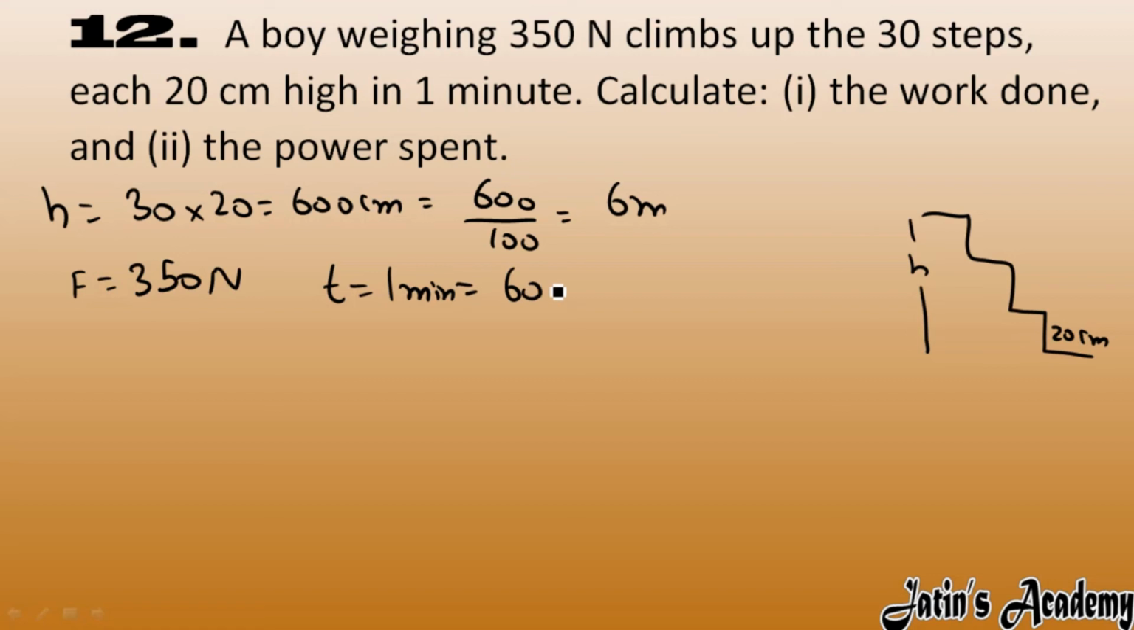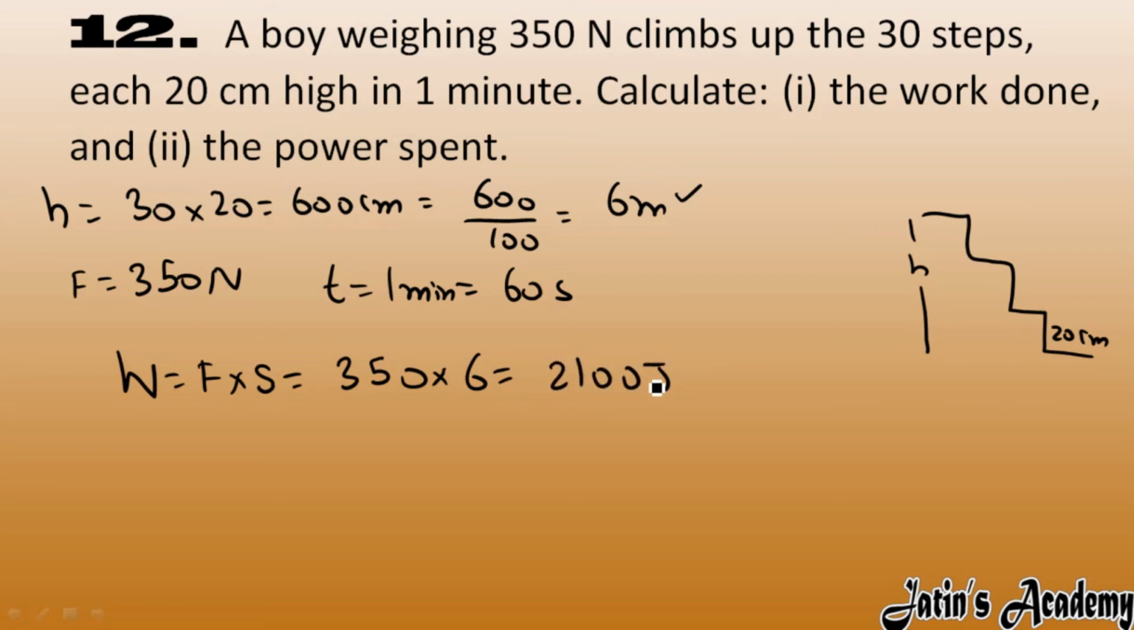Clear? Now we have to calculate work done. Work done we have force into displacement. Force value we have 350 and displacement we have how much? Height. Height we have 6 meter. So 350 into 6 we got 2100 joule as a work done. Now we have to calculate the power. Power is equals to work done per unit time. Work done we have 2100 joule and time we have 60 seconds. So here we got 35 watt as a power. Clear?